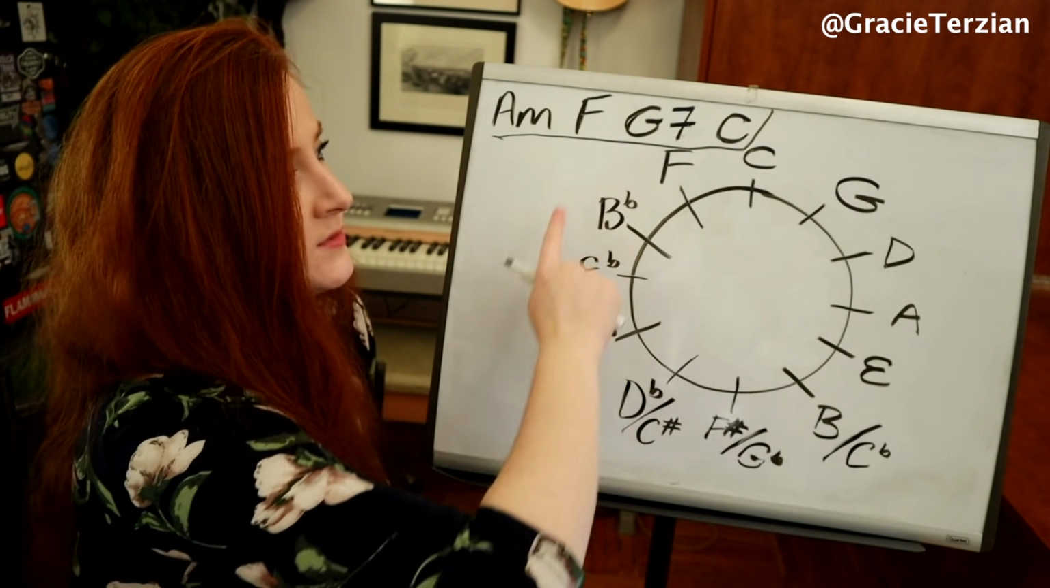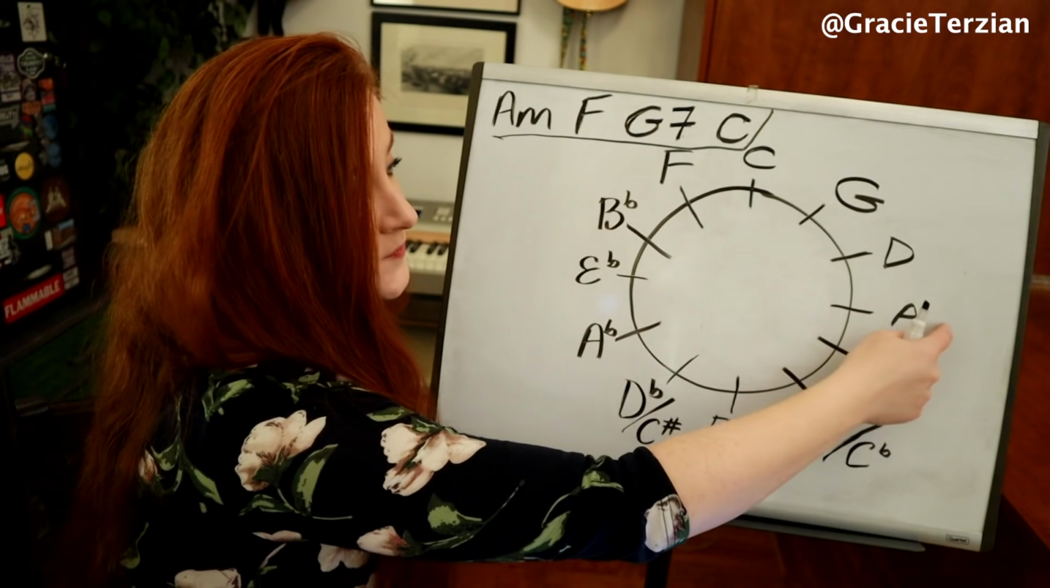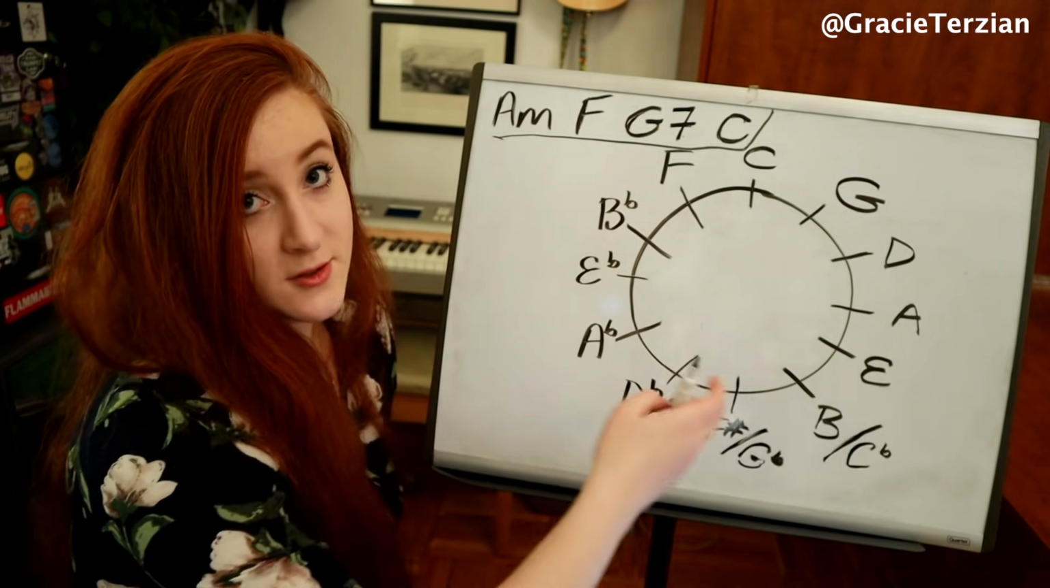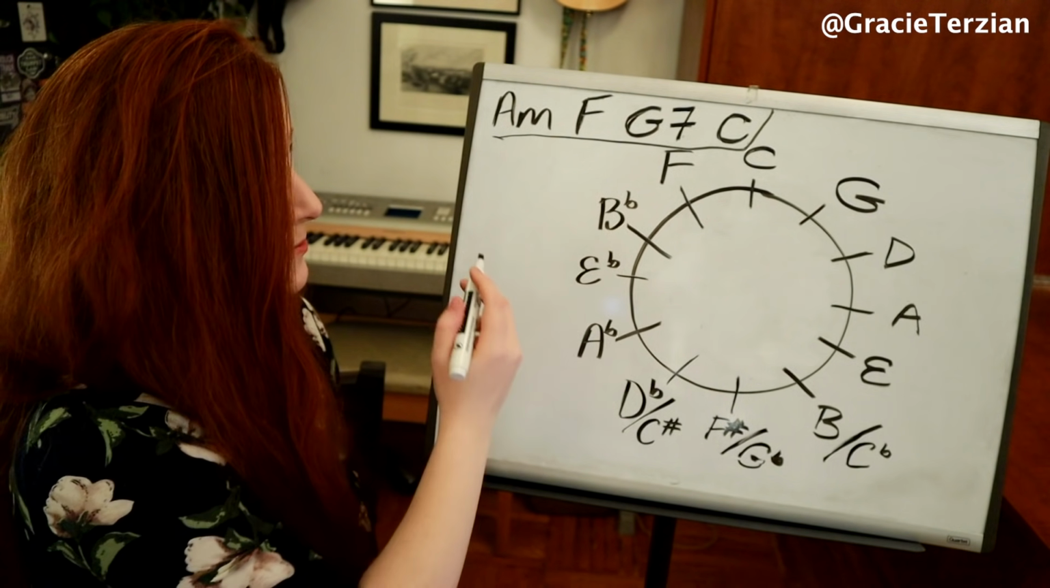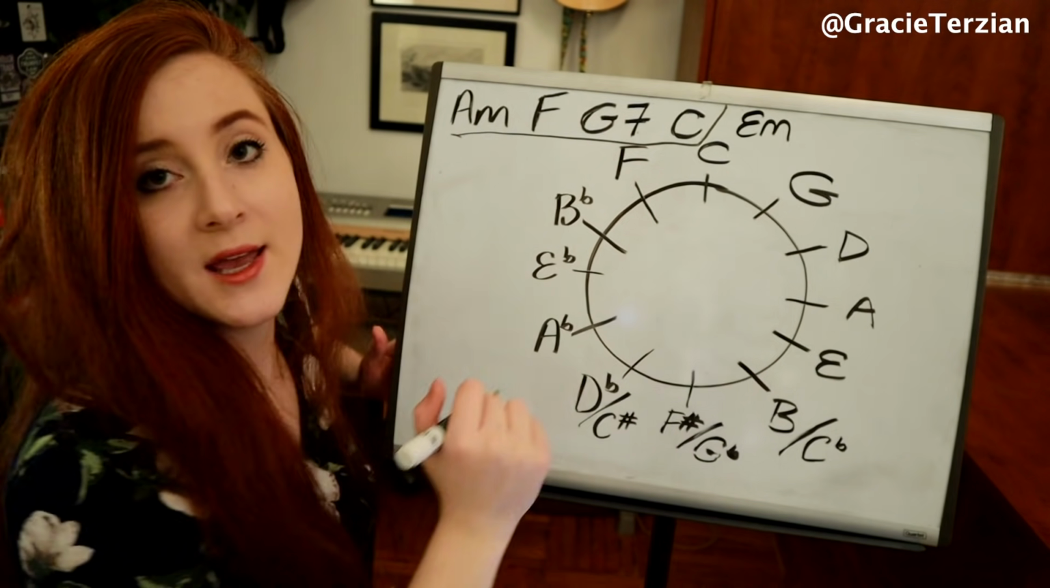Because remember, when we go in this clockwise direction, we're moving in ascending fifths. So I move it up, I get to E. So I would just turn this chord into an E minor. So I'll write that right here, E minor, okay?